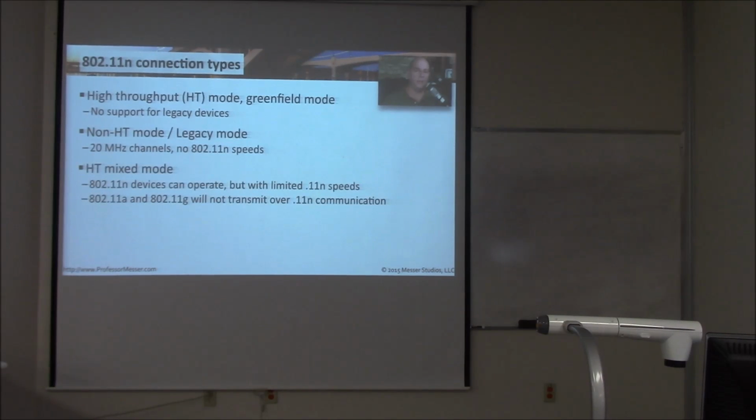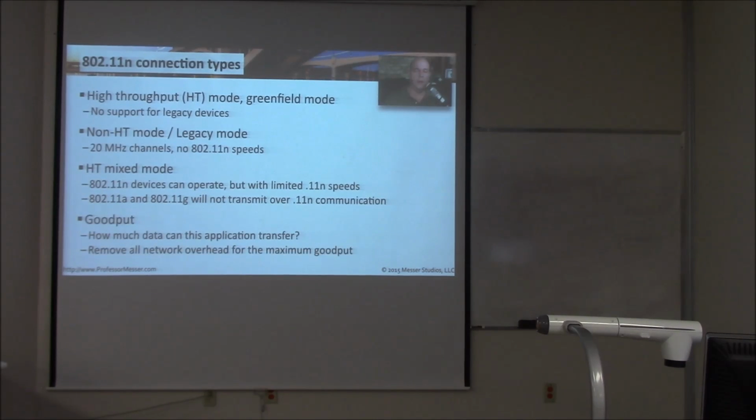You might also have an option inside your access point for a high throughput mixed mode. In mixed mode, you're able to run 802.11n and 802.11b and g at the same time. Your N devices are not going to run at the full capabilities of N, and your B and G devices obviously won't run at N speeds either, but this does allow you to have all of those devices running on your network at the same time.